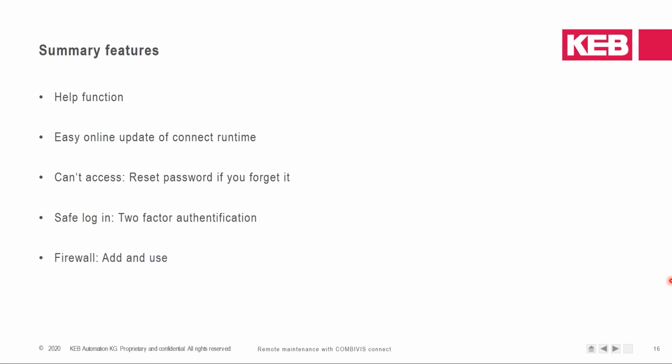Now here, a short summary of those functions. So I showed you the help function. There you find a lot of interesting information where you can easily start an online update of the Connect runtime. I showed you the can't access functions, where you can find it and what the requirements for it are. I showed you the safe login, I mean in that case the two-factor authentication, and I explained and showed you how to use and add a firewall.